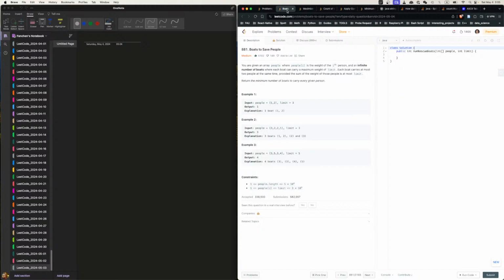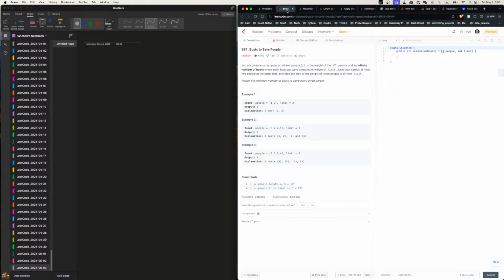Wait, hold a second. An infinite number of boats where each boat can carry a maximum weight of limit. Each boat carries at most 2 people at the same time, provided the sum of the weight of these people is at most... Okay, I didn't read it carefully. Return the minimum number of boats to carry every given person.